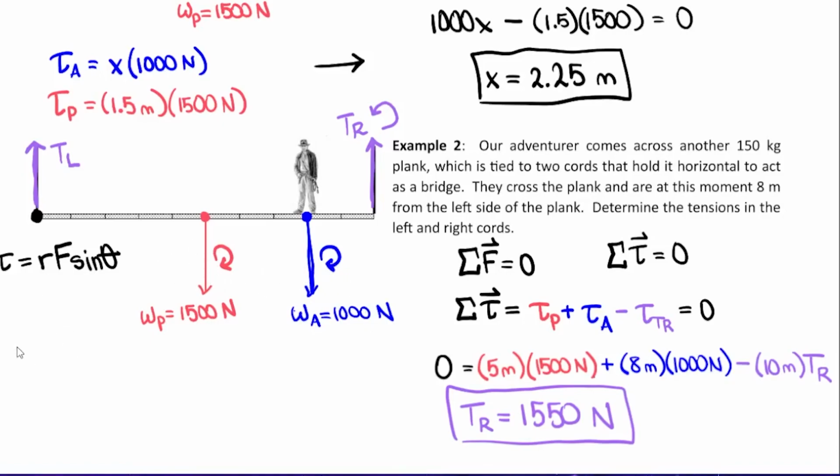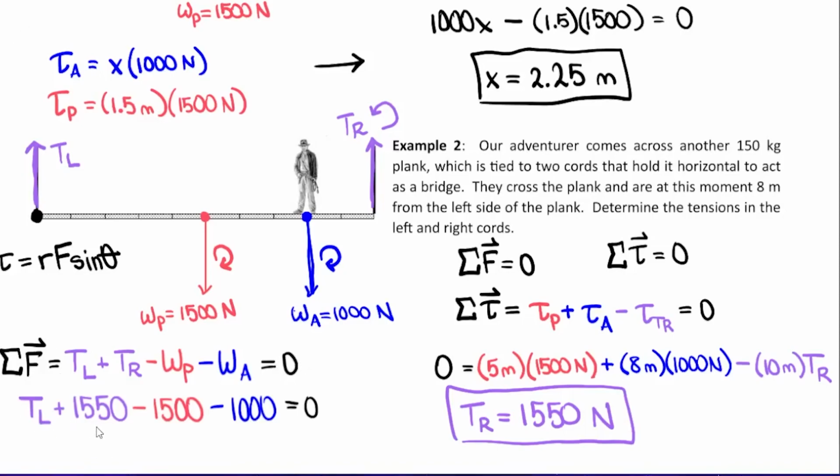So doing that really fast, we need the sum of forces, which is going to equal TL, our unknown, plus TR, which we solved for, minus 1,500 newtons downwards, minus the weight of the plank downwards, and minus the weight of the adventurer downwards. And all of those need to add to 0. So plugging in our numbers then, we've got TL plus 1,550 minus 1,500 minus 1,000, all equaling 0. And so if you just rearrange everything, add them all up, you should find that TL equals about 950 newtons. And I barely had enough space to write all of that out.